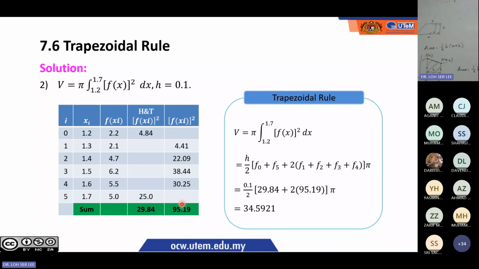Then you put these two into the formula. h is 0.1, the sum of head and tail is this one, and then plus 2 times the sum of the rest of f. And do not forget about the pi here. Multiply by pi, then you will get the final answer.